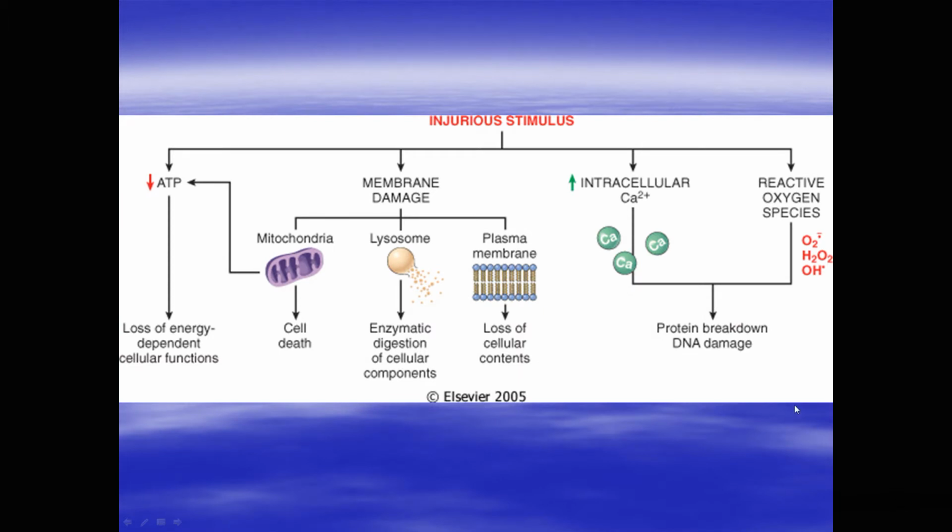This slide shows the major mechanisms by which the injurious stimuli affect the cell function. First, by causing a hypoenergetic state, decreasing the ATP production. Second, membrane damage, affecting mitochondrial function, lysosomal function, and especially plasma membrane function. Also by increasing intracellular calcium level and by producing reactive oxygen species, active radicals.